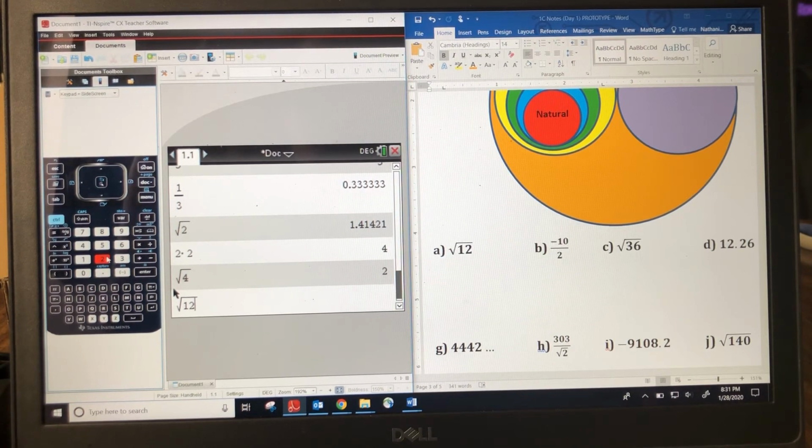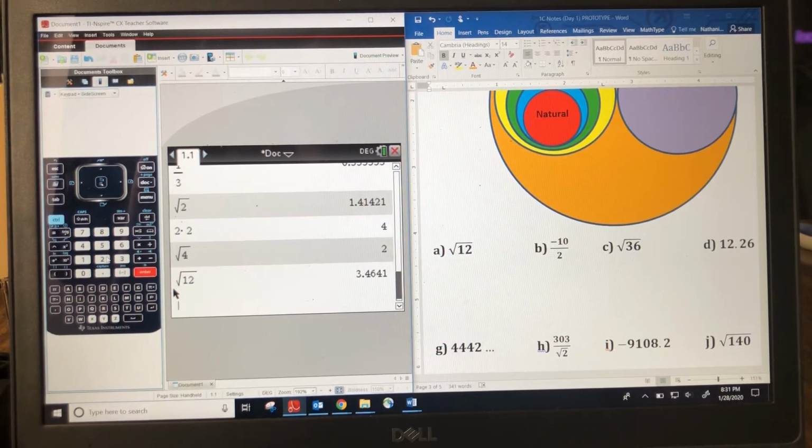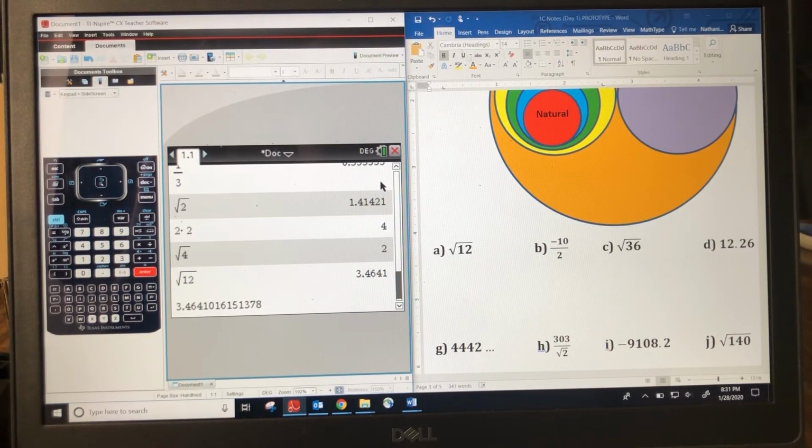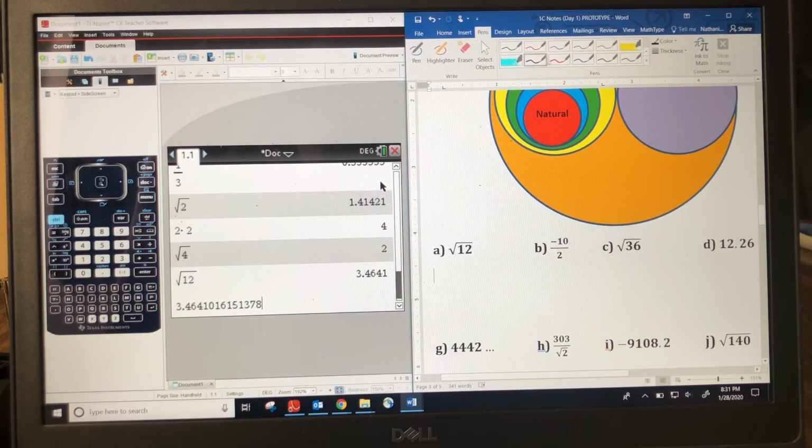All right, so square root of 12. Well, that looks like a decimal. Now, let's see if it actually ends. We can go on our calculator here, enter. It goes on forever. So now that looks like it's an irrational number. We can say IR for irrational.